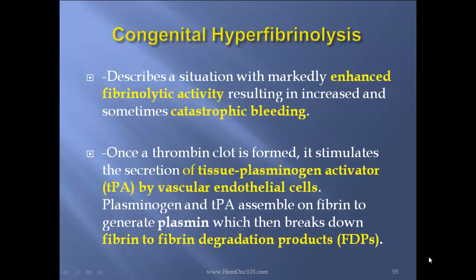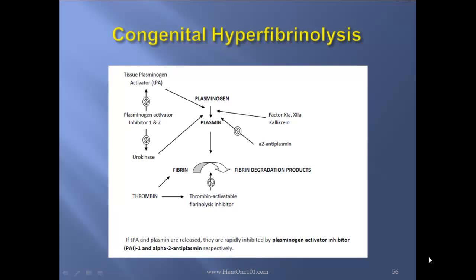Congenital hyperfibrinolysis describes a situation with markedly enhanced fibrinolytic activity, resulting in increased and sometimes catastrophic bleeding. Once a thrombin clot is formed, it stimulates the secretion of tissue plasminogen activator, TPA, by the vascular endothelial cells. Plasminogen and TPA assemble on the fibrin to generate plasmin, which breaks down the clot from fibrin to fibrin degradation products. So, a review of how a clot is broken down.